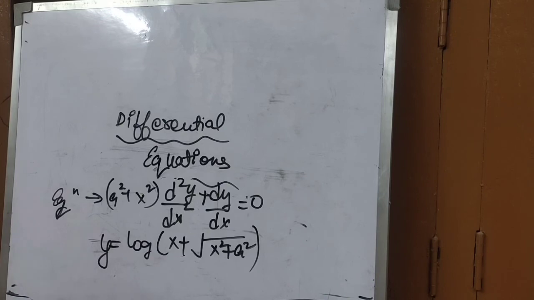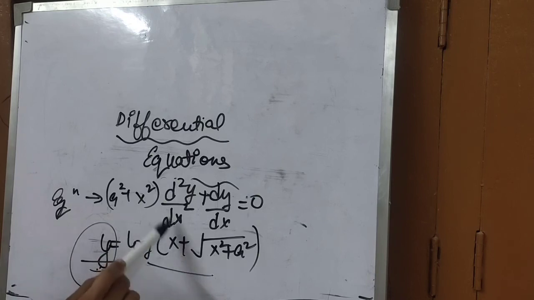So when you need to verify these types of questions, there are two types of questions, either verify or show that. In verify questions you will just differentiate it once, put its value here, then you will differentiate it again and put its value here, and you will solve this. If you receive 0, then your question is verified.